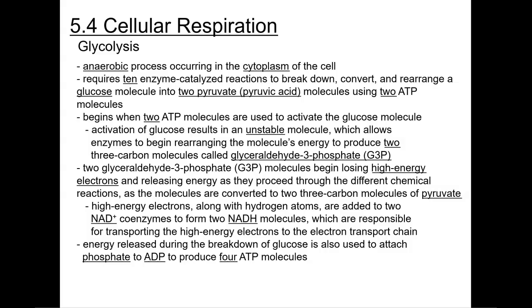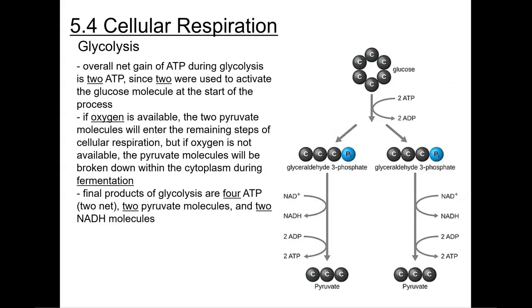Energy released during the breakdown of glucose is also used to attach a phosphate to ADP and make it ATP. So during glycolysis, it will make 4 ATPs. But remember, 2 of those have to go back into the next glycolysis reaction. So you're actually only getting 2 usable ATPs. It makes 4, but 2 have to go back and start the next glycolysis. So your overall net gain of ATP during glycolysis is 2 ATP, because 2 are going back to reactivate that glucose molecule and start glycolysis again.